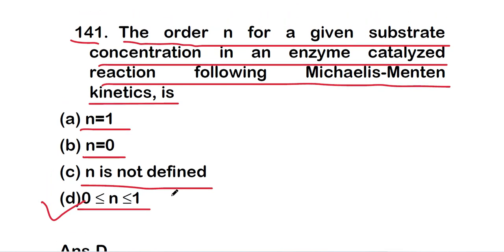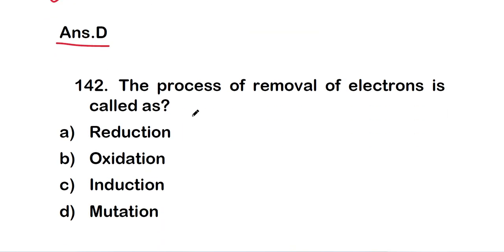So that is the first order reaction. So Michaelis-Menten is a first order reaction where n is greater than 0, less than 1. Okay, so let's move on to question number 142.